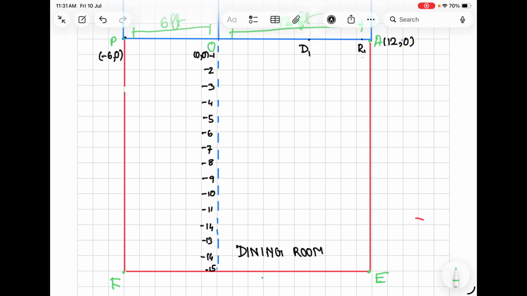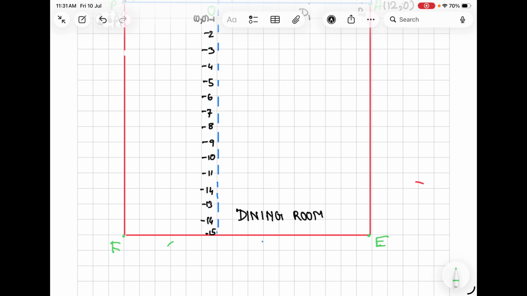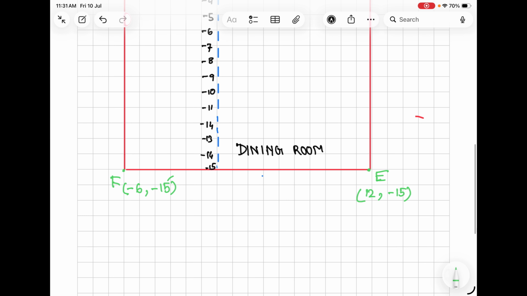So the coordinates of the corners: there are 4 corners P, A, E, F. What are the coordinates of P? -6, 0, and A, 12, 0. Let's find out the coordinates of E. This is 12, comma, -15. And the coordinates of F, -6, comma, -15. So they are the 4 corners of the dining room.